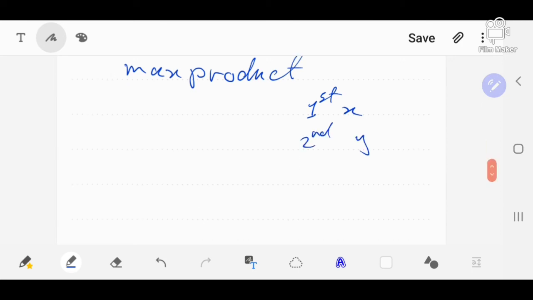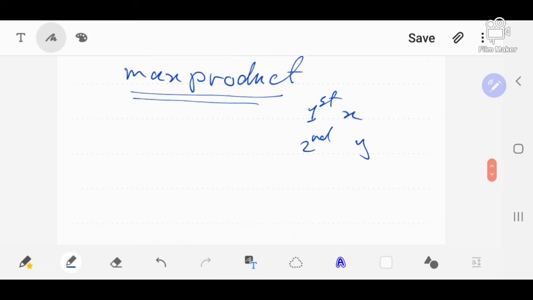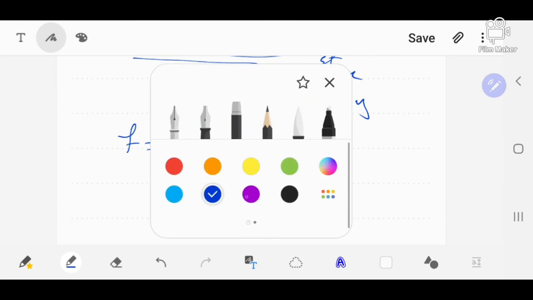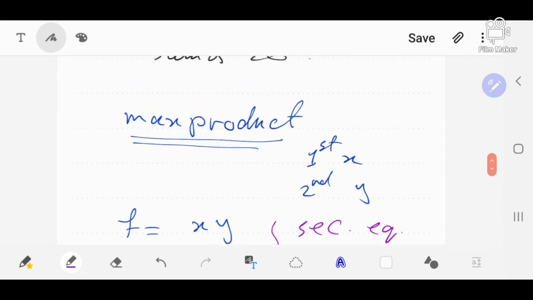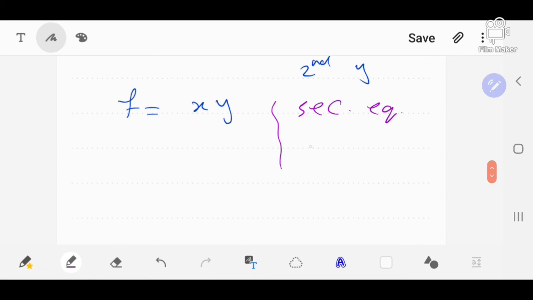Instead of drawing and writing names of sides and things like that. Maximum product, so we can write the relation, a function equals x times y. Now we need a secondary equation. What is our secondary equation in this case? Well, we have their sum as 20, so I can say x plus y equals 20.